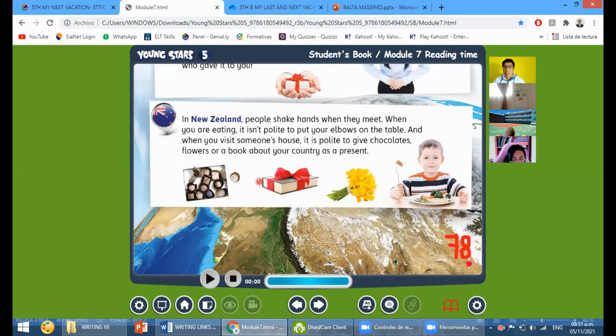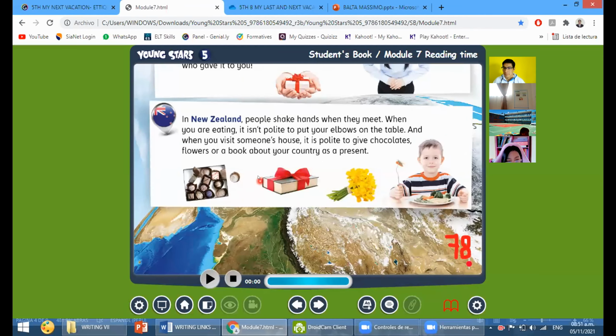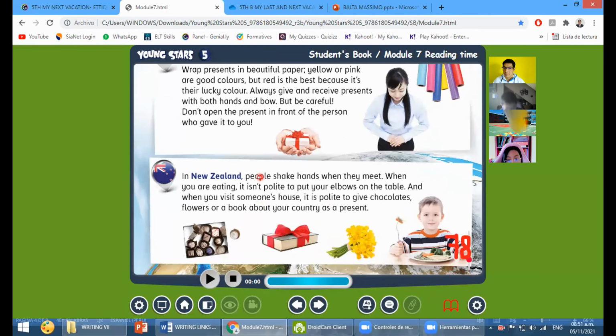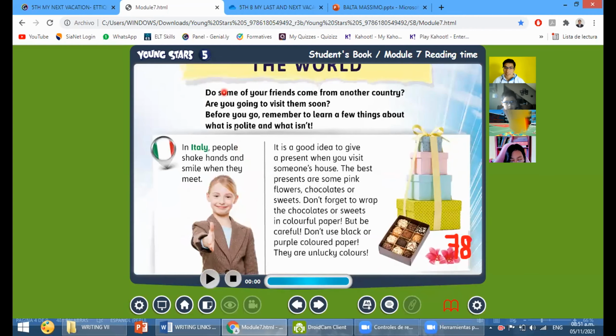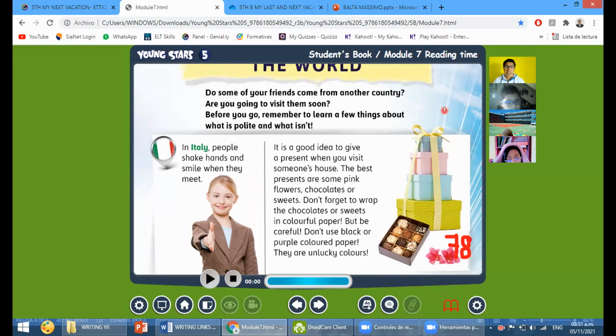In which country is purple a bad color? In New Zealand? Not exactly. In Italy. Italy. You see? In Italy, the purple color is bad. It's a bad color. It's an unlucky color. Okay? Well, in which country must you give and receive presents with the two hands, with both hands? In which country?